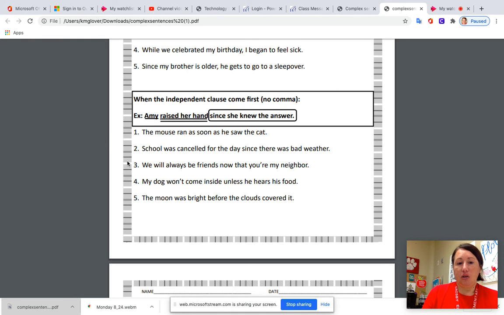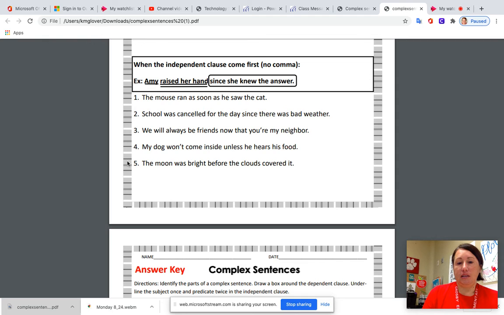Number 4, my dog won't come inside unless he hears his food. My dog won't come inside. The moon was bright before the clouds covered it. The moon was bright. So the independent clause is at the beginning of the sentence. So whenever the independent clause comes first, we do not need a comma. When the dependent clause comes first, we do.